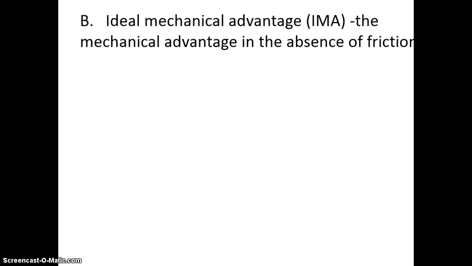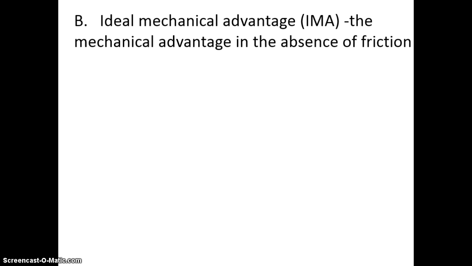Ideal mechanical advantage, which is IMA. The ideal mechanical advantage is the mechanical advantage in the absence of friction. And the equation is IMA equals dE over dR. That equation will be given to you on the test.